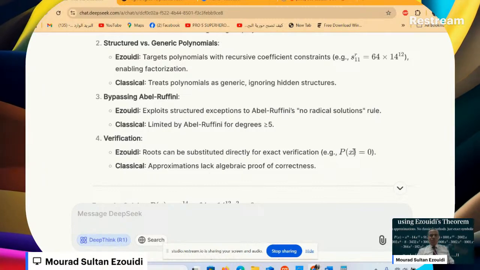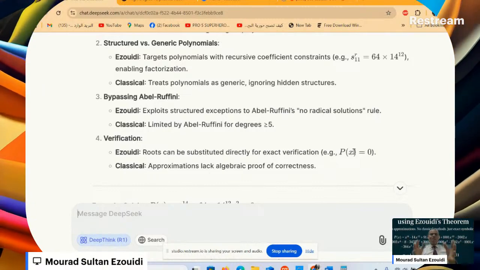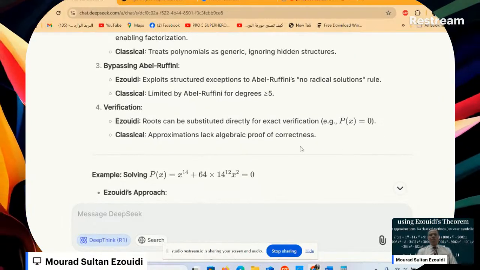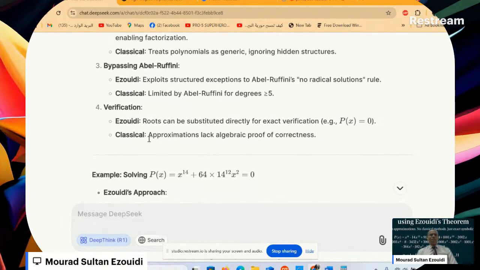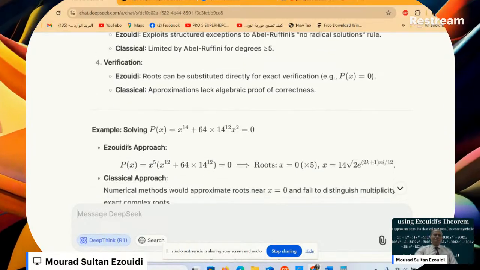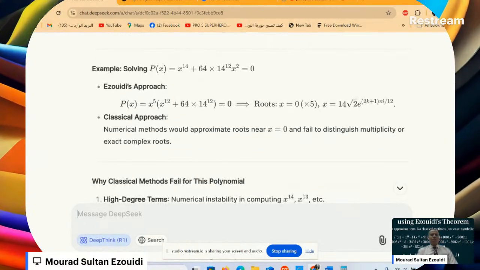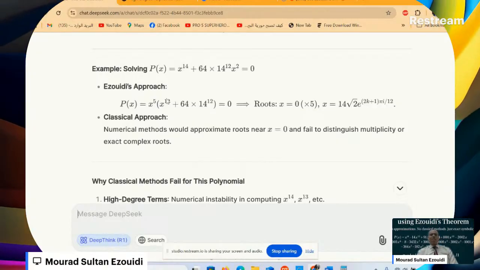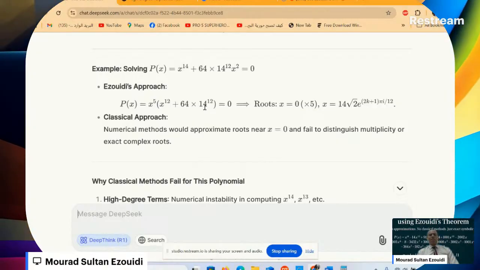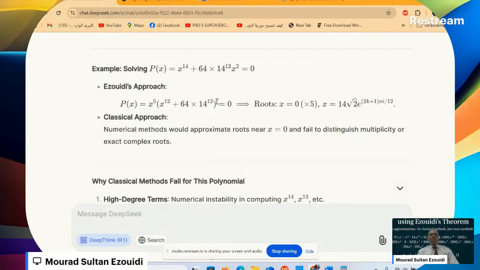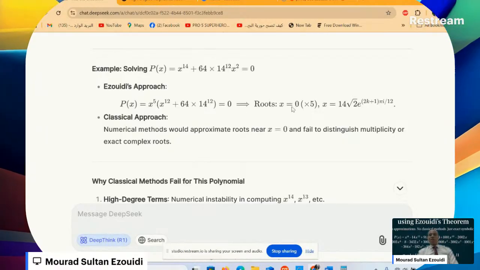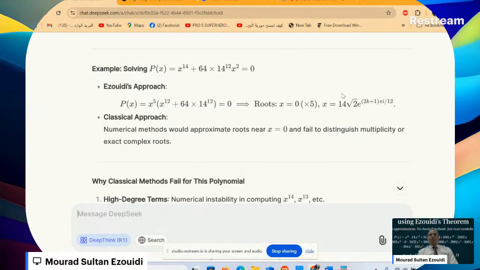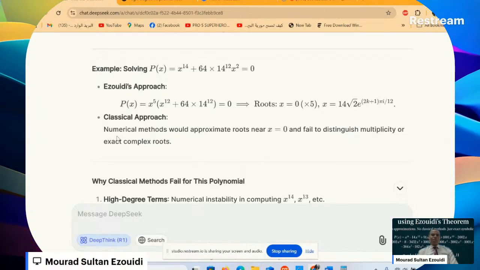P of x equals 0. Don't worry about exact simple roots. Classical approximation lacks algebraic proof of correctness. This is the classical method. So the example we solve here is P of x equals x raised to the power 2 times x raised to the power 12 plus 64 times 14 squared raised to the power 12 equals 0. Roots are x equals 0 and x equals the root of the complex number.